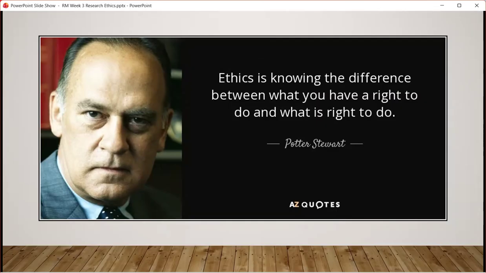And Potter Stewart has a good quote: ethics is knowing the difference between what you have a right to do and what is right to do.